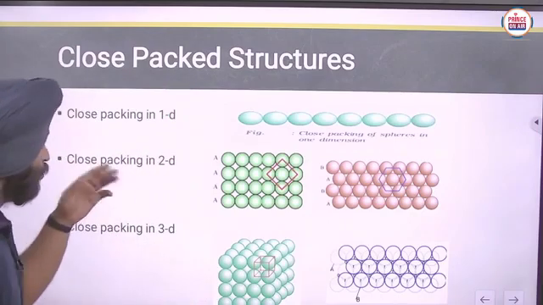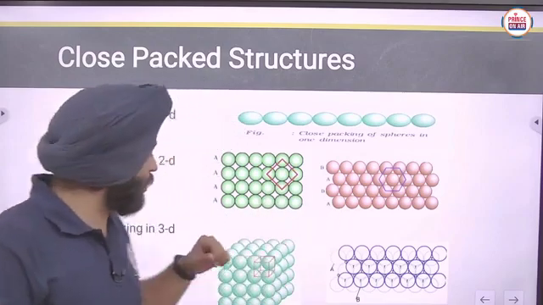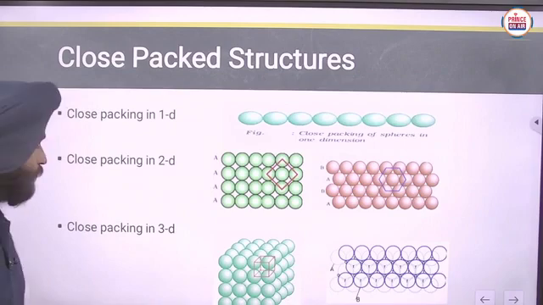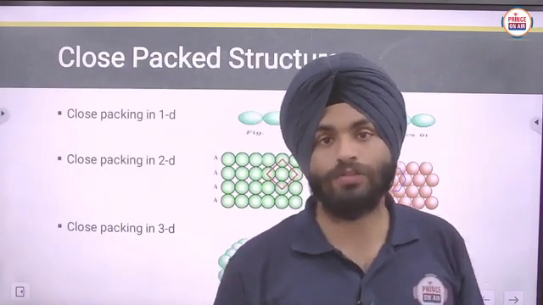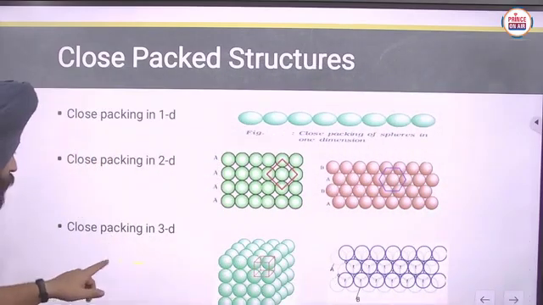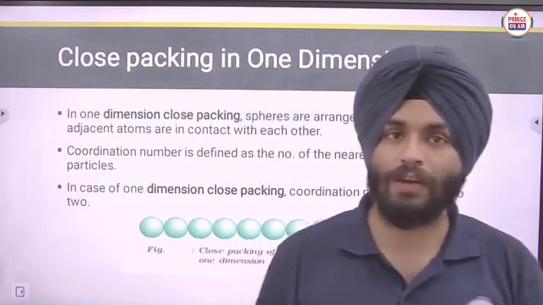In 2D there will be a length and breadth of the crystal structure, which means the layer will have length and breadth. In the case of 3D there will be length, breadth and height also. We will discuss that in the next lecture sections. Here, one by one, we first cover close packing in 1 dimension.